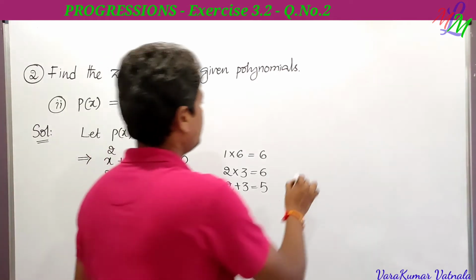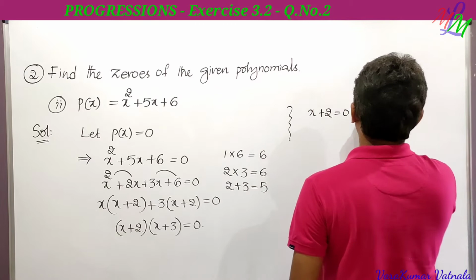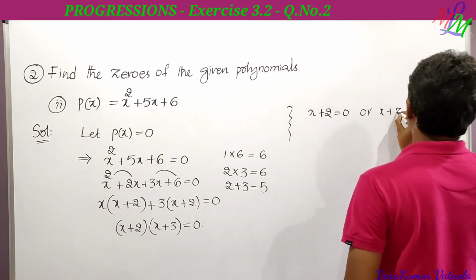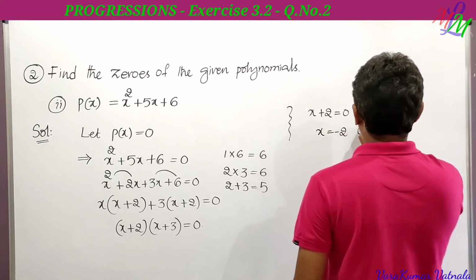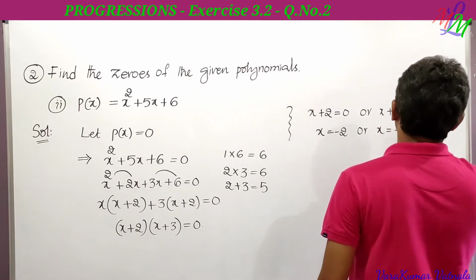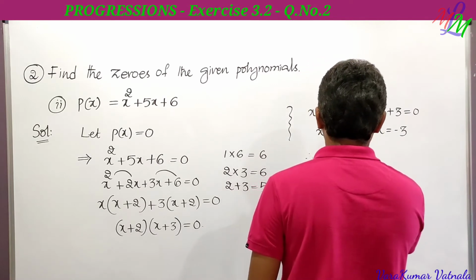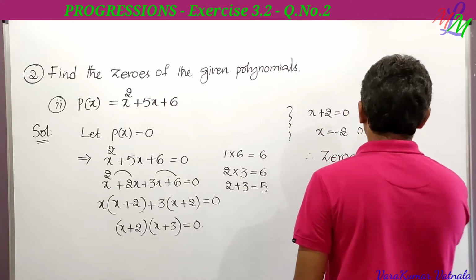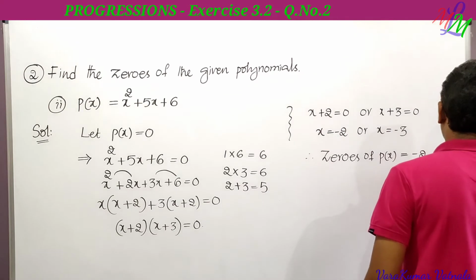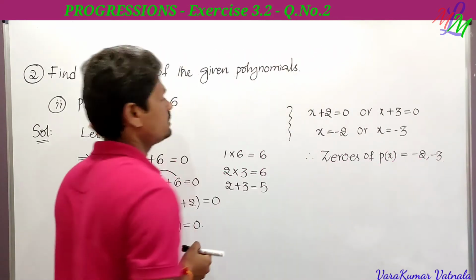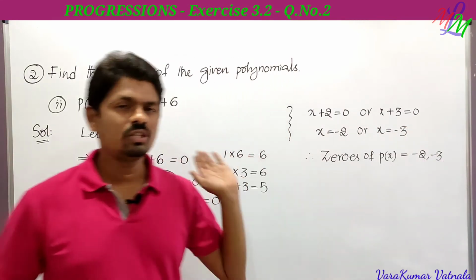So therefore we can write either x plus 2 is equal to 0 or x plus 3 is equal to 0. So here we get x is equal to minus 2 or x is equal to minus 3. So these two are the zeros of p of x. Therefore zeros of p of x is equal to minus 2, minus 3. Since the given polynomial is a quadratic polynomial, it has two zeros, minus 2 and minus 3. So this is the second bit.